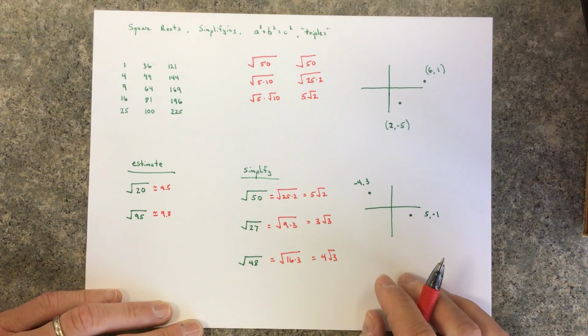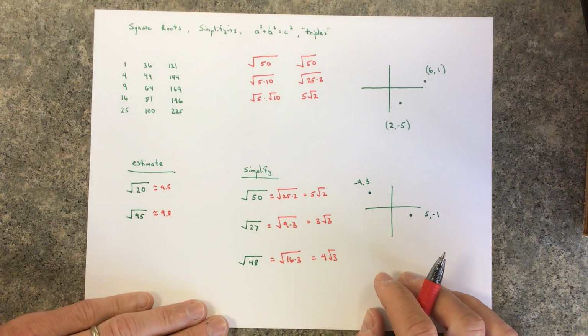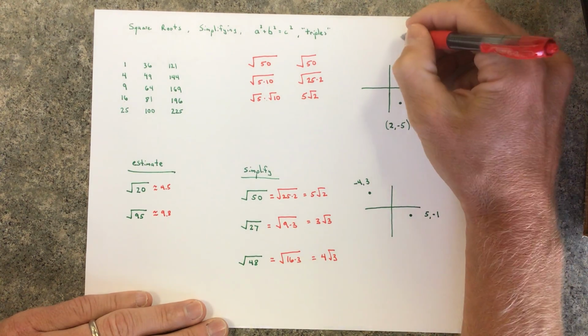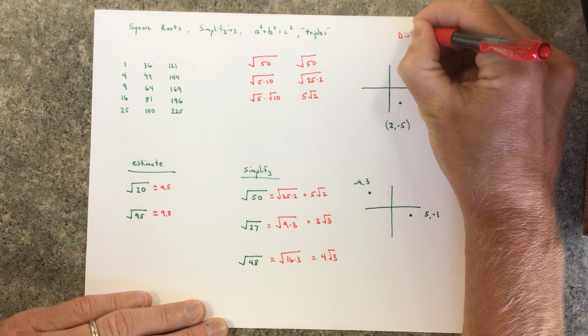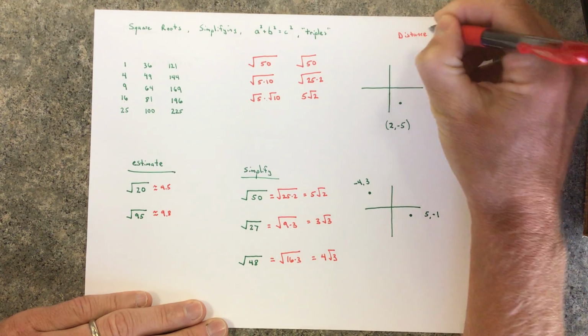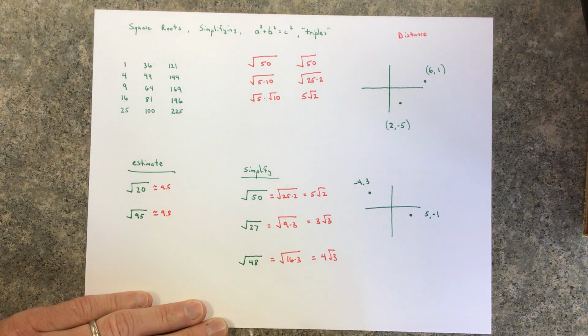Okay, why are we doing this? Why is this important in this particular unit? Well, we already showed that if we're interested in finding the distance between 2 points on a line, it's really just the Pythagorean theorem because you get a right triangle.